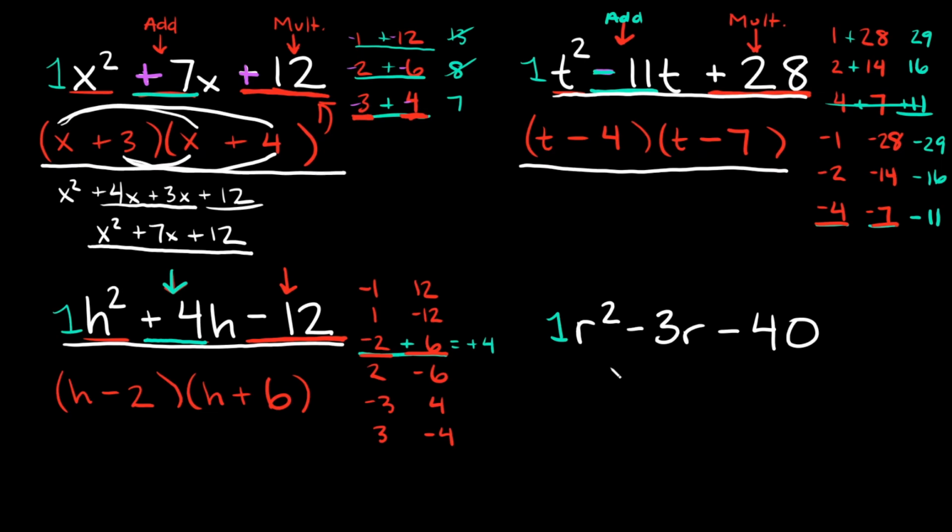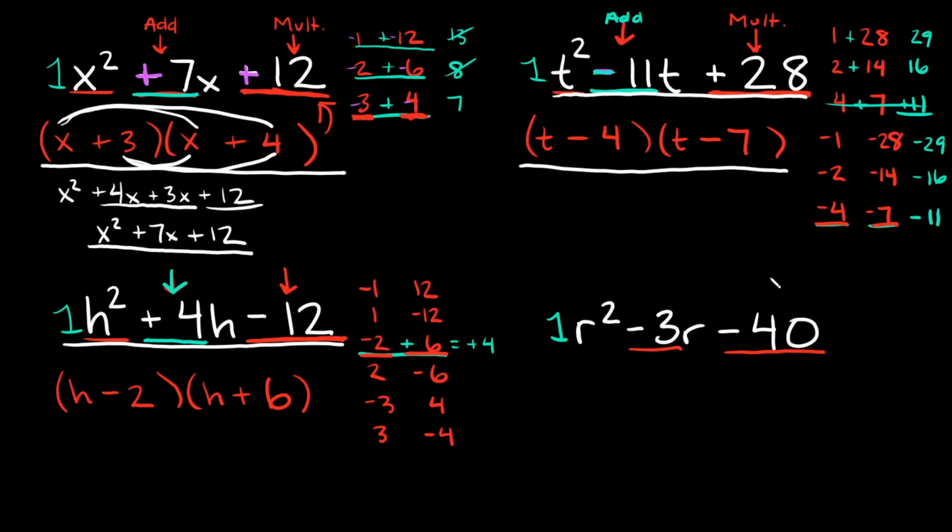Now let's do this last problem right here. r squared minus 3r minus 40. Okay, so again, we have to find two numbers that multiply to negative 40, and they have to add up to negative 3, right? They have to have a difference of 3, negative 3, right?